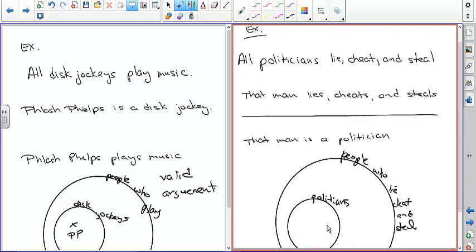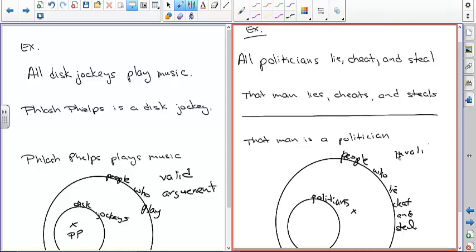Okay, so all politicians lie, cheat, and steal. Then we use the second one: that man lies, cheats, and steals. Well, this statement doesn't allow me to put him in the middle. He may be here, but we don't know. Because if I put him here, yes, he's in the big circle, but this doesn't force him into the small circle. So I can only put him in the big circle, not necessarily in the small circle, because of this statement. That doesn't force him into the smaller circle. So because I'm positioned here instead of here, it's an invalid argument.